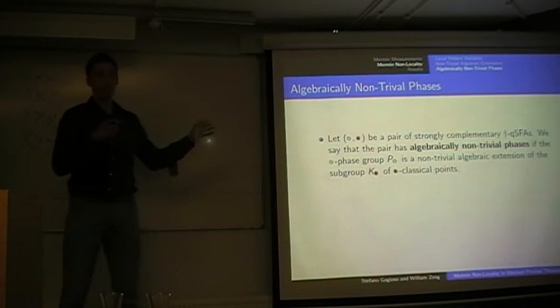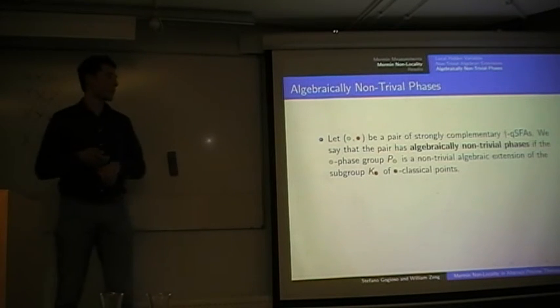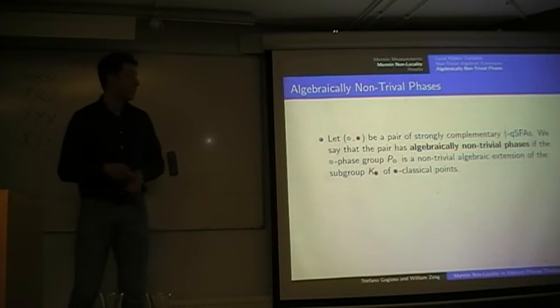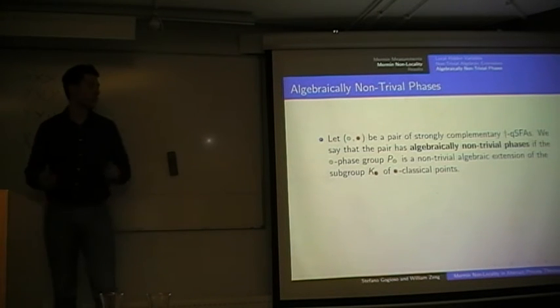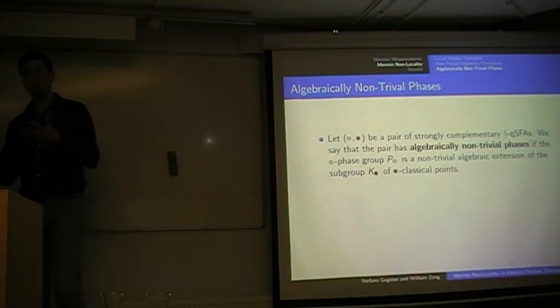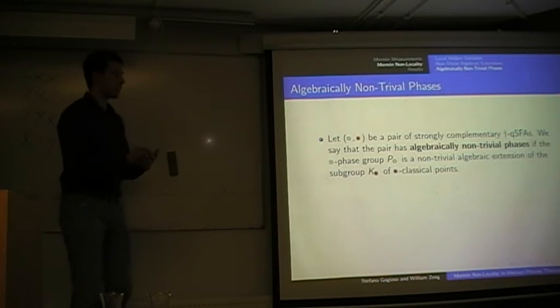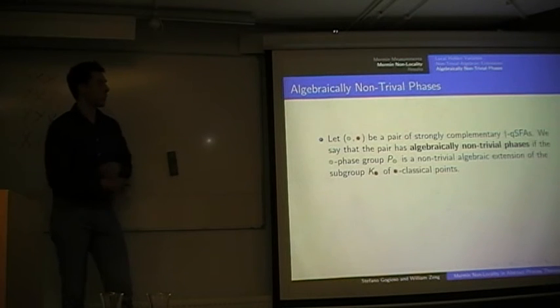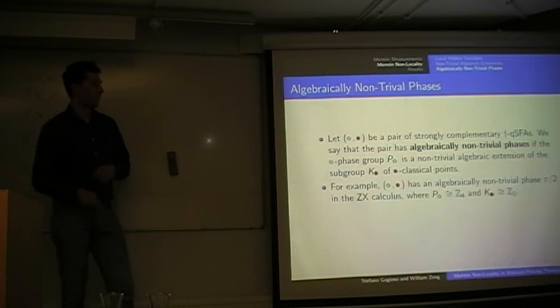Now let's return that back to our abstract process theories framework. If we've got some pair of strongly complementary bases, then we're going to say that the pair has algebraically non-trivial phases if the phase group is a non-trivial algebraic extension of the classical points. Remember, if we've got some strongly complementary bases, we're guaranteed to have the classical points be a subgroup of the phase group. That's true always. So now we just ask whether or not the phase group is an algebraically non-trivial extension of this subgroup.